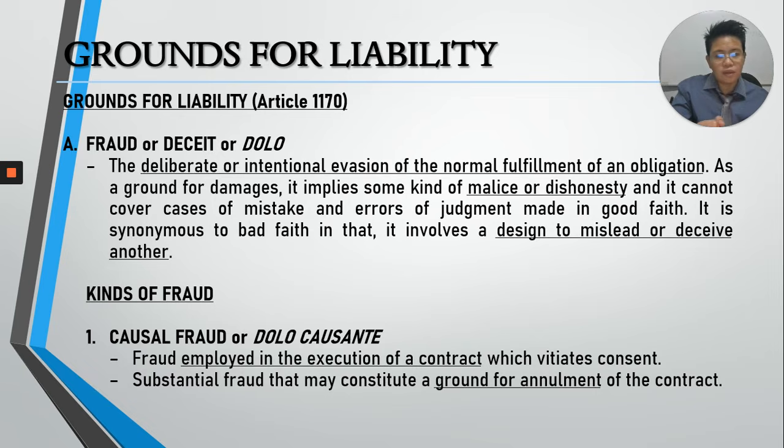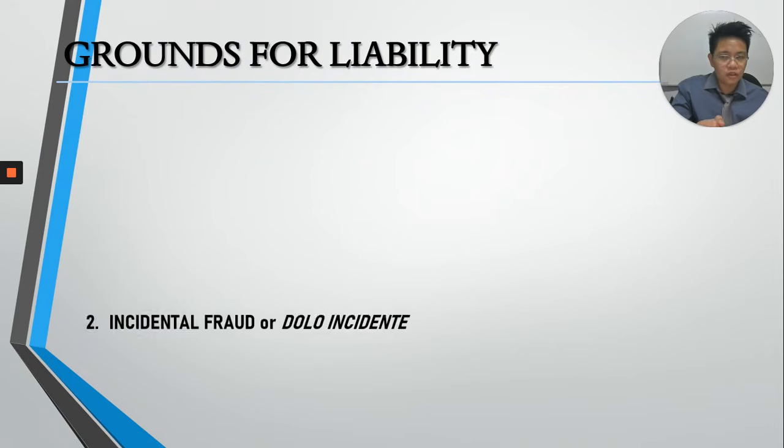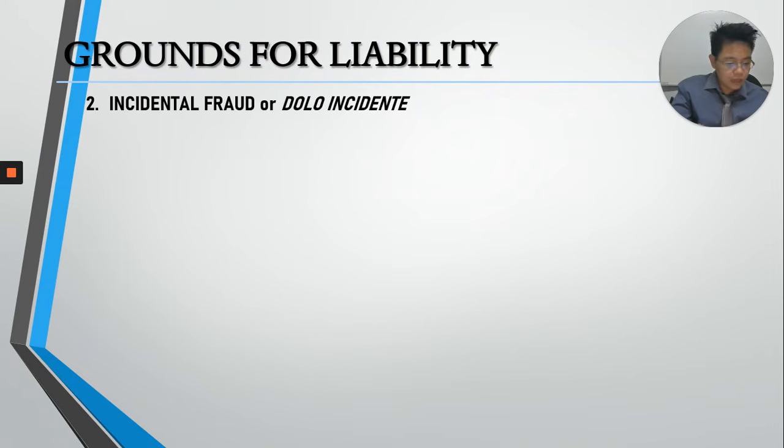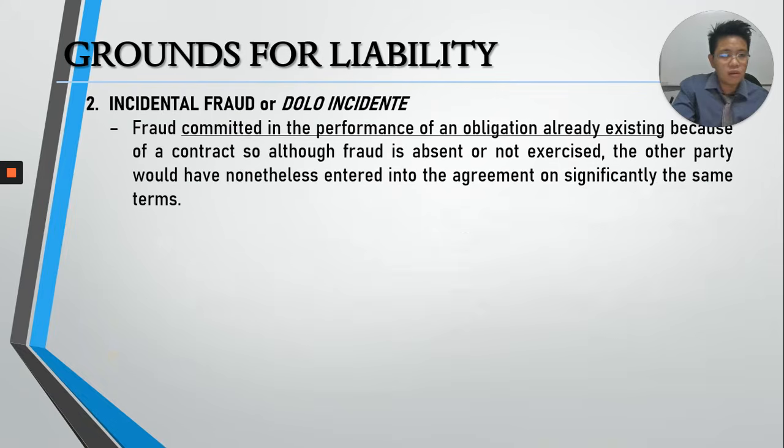So anyway, yung second kind of fraud, which is the fraud referred to in 1170, is incidental fraud or dolo incidente. So, fraud committed in the performance of an obligation already existing. So, ibig sabihin, yung obligation nandyan na. Walang panloloko before kang pumasok sa contract. So, hindi ka na-induce because of fraud. Here, there is already an existing contract.